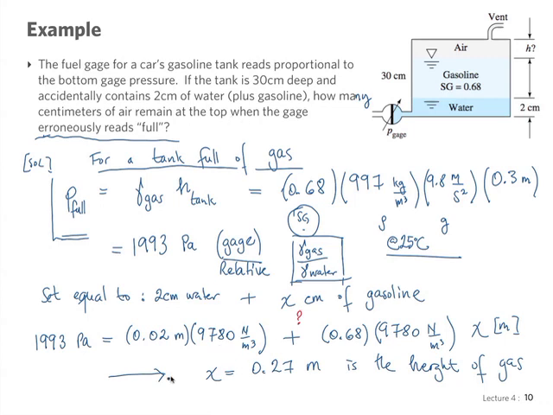So to get the gap of air at the top, we need to take the full height of the tank, which is 30 centimeters, minus the 2 centimeters of water at the bottom, and minus what we just found, which is the height of gas. And we get 1 centimeter. And that is our answer.